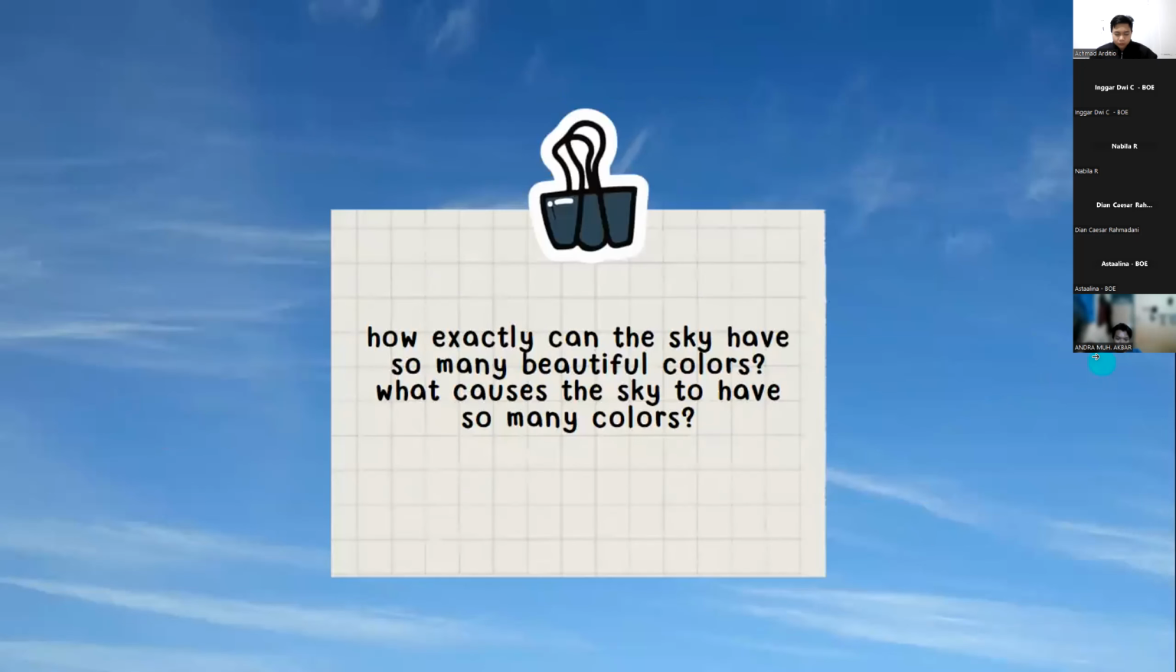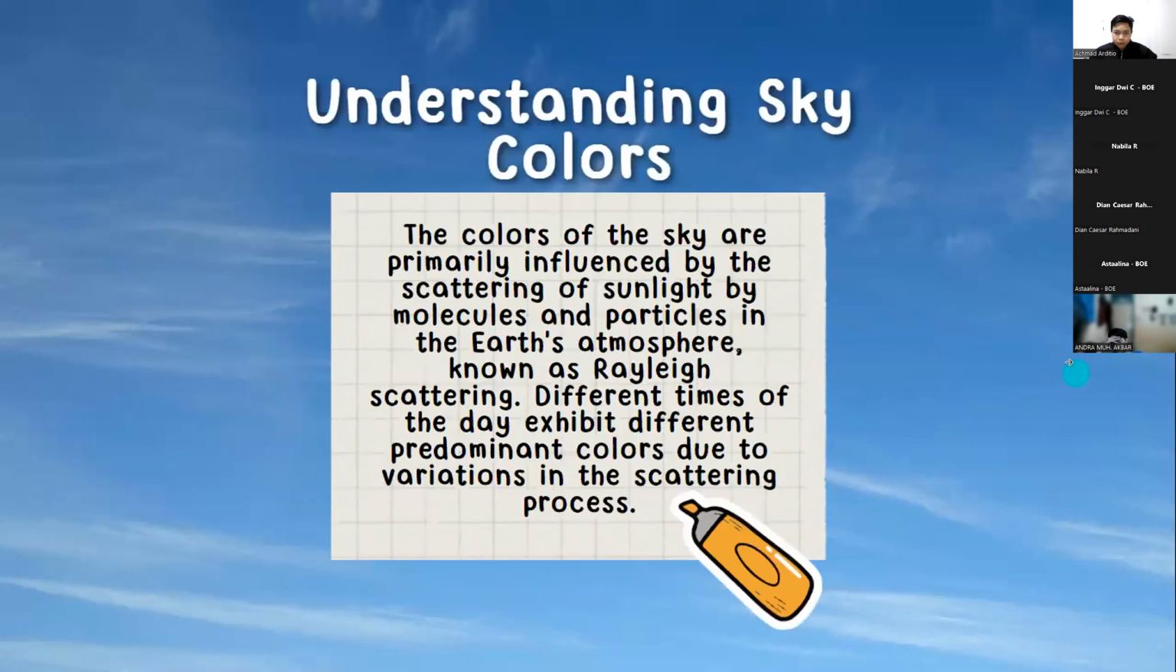Colors of the sky. How exactly can the sky have so many beautiful colors? What causes the sky to have so many colors? Understanding sky colors. The colors of the sky are primarily influenced by the scattering of sunlight by molecules and particles in the Earth's atmosphere, known as Rayleigh scattering. Different times of the day exhibit different predominant colors due to variations in the scattering process.